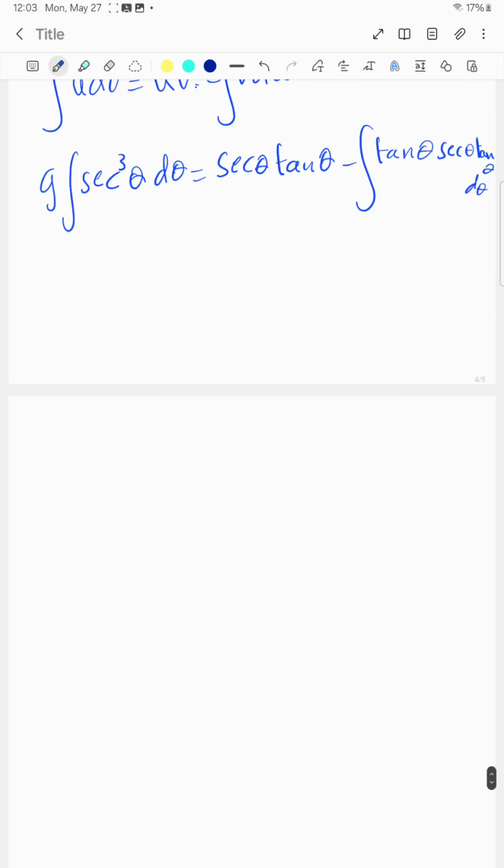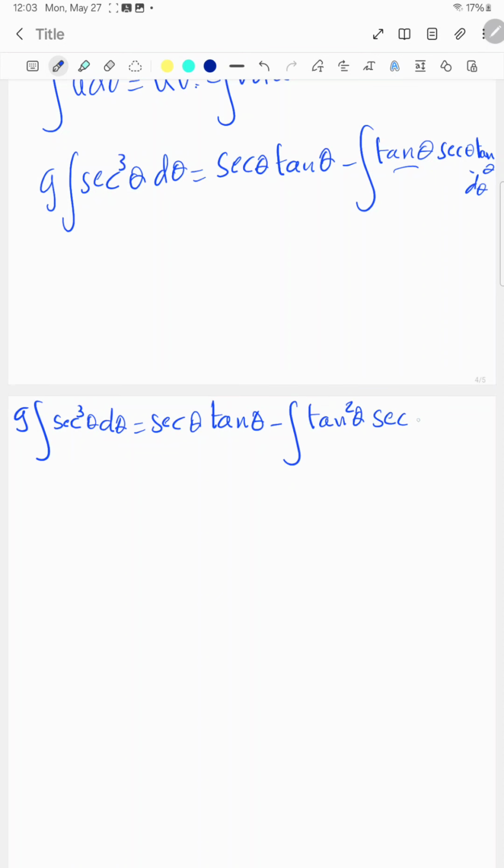Let's copy it. So my 9 integral of sec to the power of 3 theta d theta equals sec theta tan theta minus, here tan theta times tan theta is equal to tan square of theta, sec theta d theta. But I know that tan square of theta is equal to sec square of theta minus 1. So let's highlight this. I don't want to copy it all the time.